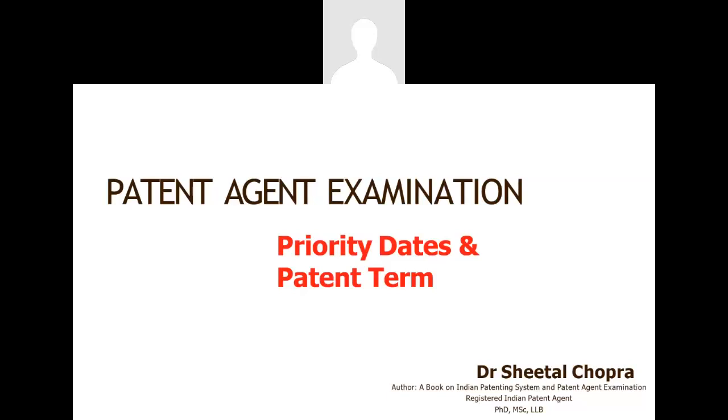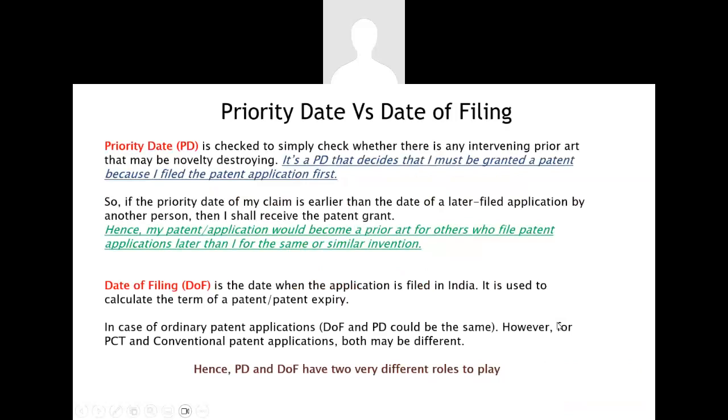So, two important concepts. First, I must tell you that the priority date and date of filing are two very different things. The date of filing is accounted for when you calculate the term of the patent. While the priority date is important from the perspective of finding out whether, for the invention for which you are filing a complete specification or which you are getting examined from the patent office, there has been a prior disclosure before you went to the patent office and filed a patent application for that particular subject matter? That is where priority date finds its importance.